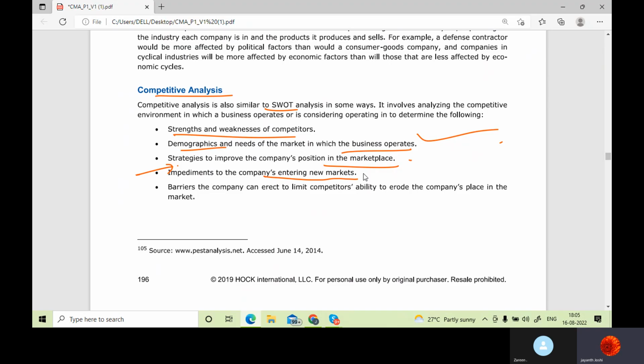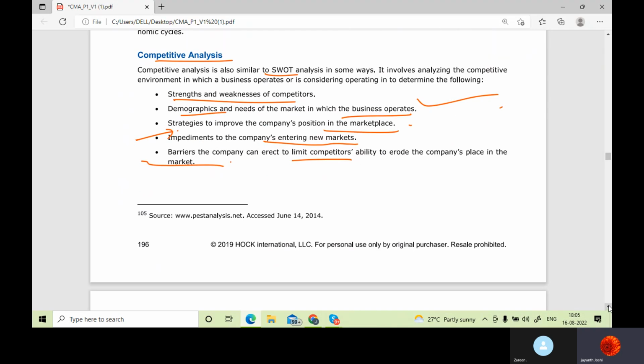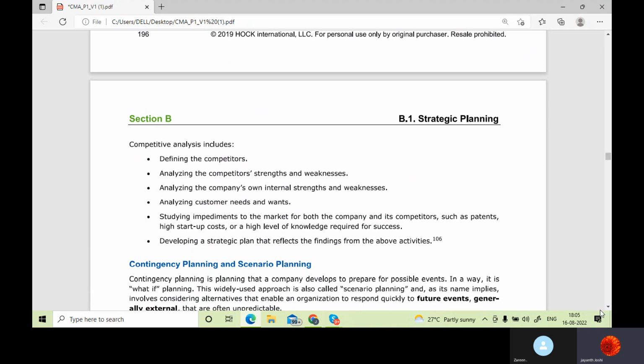But that is also a factor to be considered. And barriers the company can erect to limit competitors' ability to erode the company's place in the market. So if there are a lot of barriers which do not allow you to freely operate, that can put a brake on your advancement, and it is not good for the business.